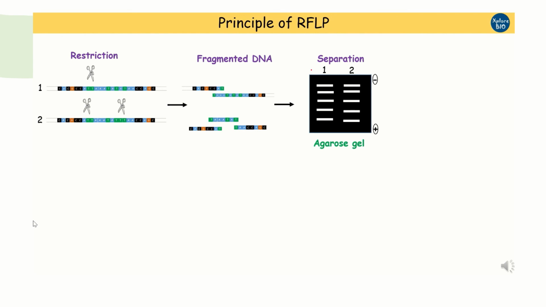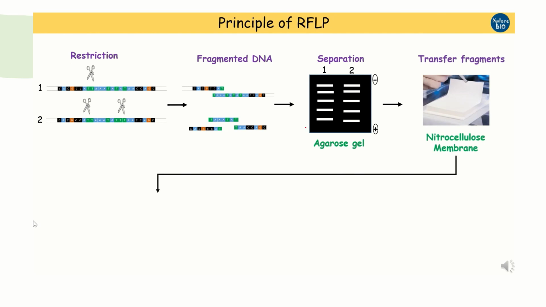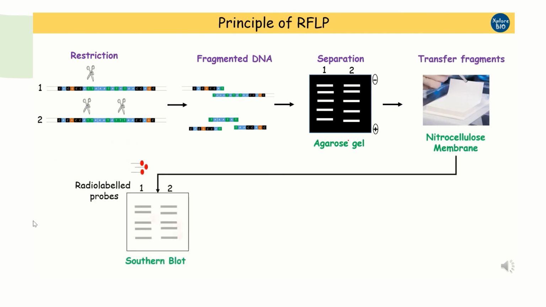Then you are going to run it over the gel, that is electrophoresis. For samples 1 and 2, you will obtain bands. This is just a representation, not the exact banding pattern. Then you will transfer it onto the nitrocellulose membrane, and you will be using radio-labeled probes. Those probes have radioactive elements.